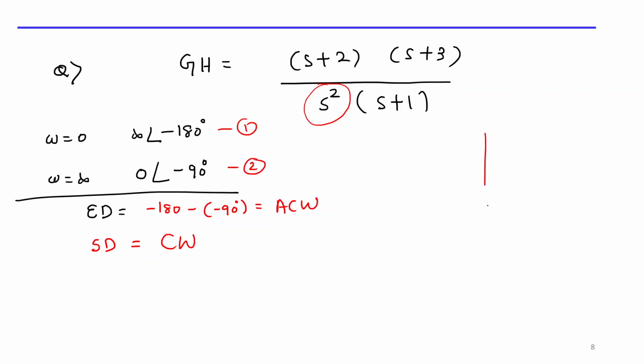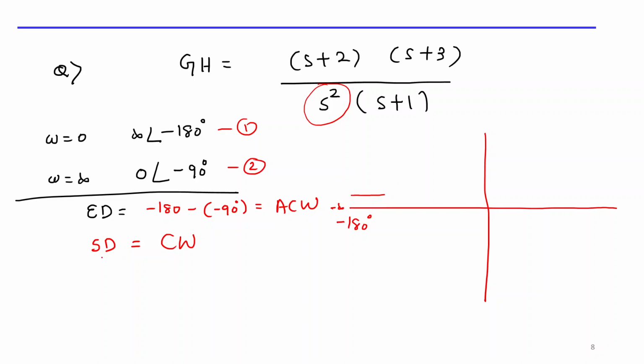Now you draw the polar plot. You have to start at the minus 180 degree line. This is the minus 180 degree line, right? But you have to start at infinity, which means parallel to something. Let me call this minus infinity. This is the line, right? So I'm just starting.